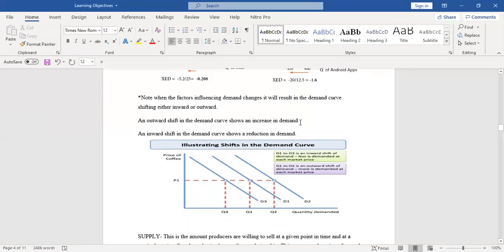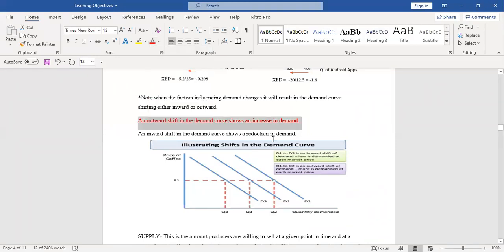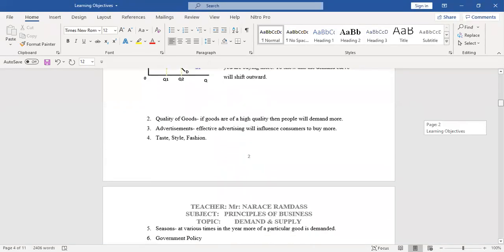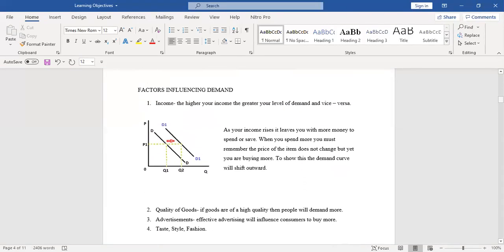An increase in demand. Yes, it shows an increase in demand. Let me put it in a different color here, something that will stand out. You all see that there? An outward shift in the demand curve shows an increase in demand. It means that for some reason, you are now able to buy more. The price of the product did not change, but you are now able to buy more. We're going to look at those factors that will cause you to buy more. As I said earlier, I'm going to throw out some scenarios here, and I'm going to call some people to tell me.